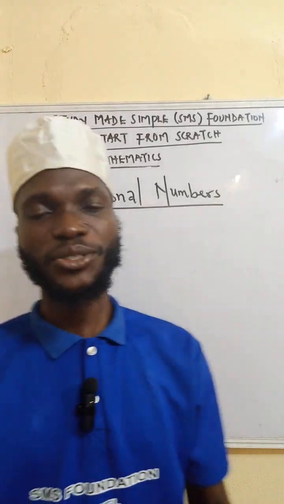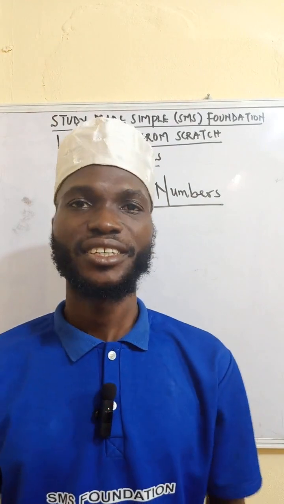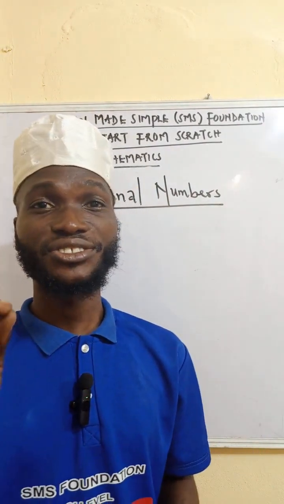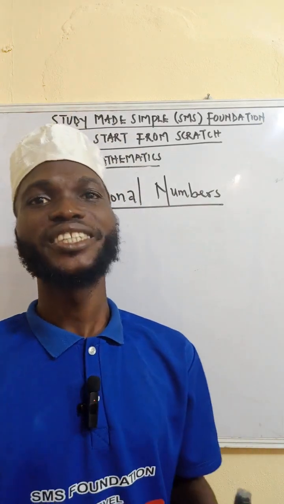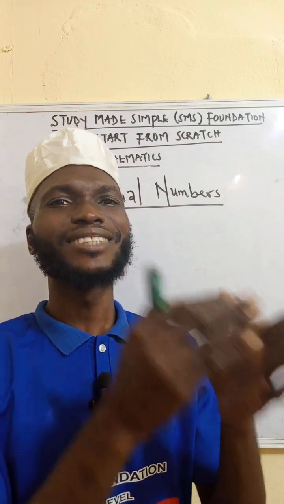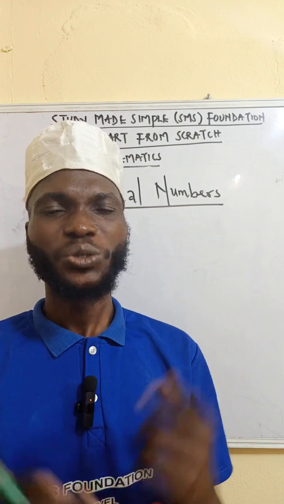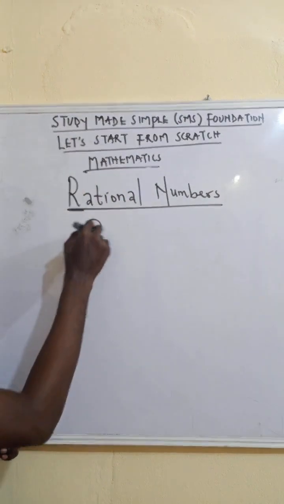Come back. Let us consider rational numbers. Good. Rational number is not something that is strange or new to you. It is something that you've been hearing about. What exactly do we call rational numbers? Good. The word rational comes from the word ratio.